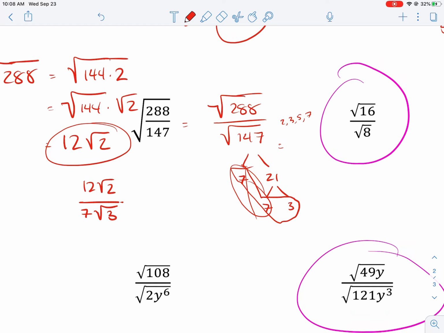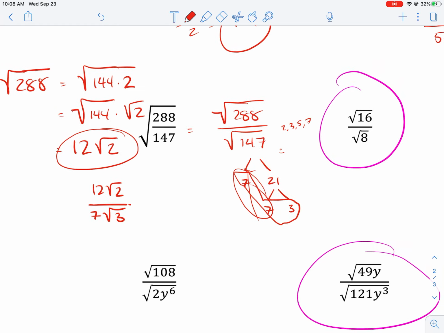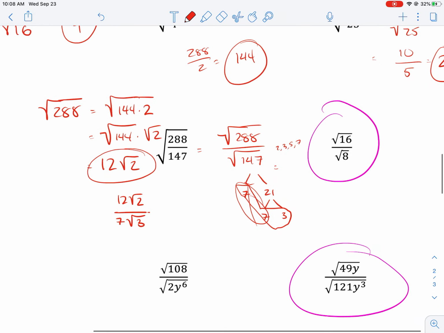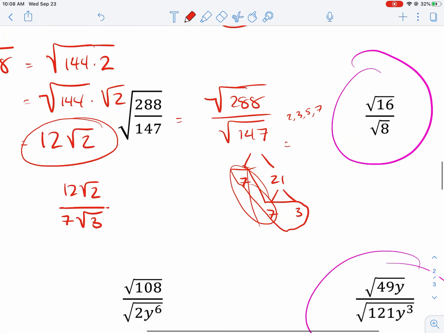Okay, but we're not done here yet, though, because one of our conditions was that we cannot have a radical expression in our denominator. So, in order to get rid of that, we have to multiply the top and the bottom by square root 3. You're probably thinking, why on earth would you do that? Well, let me show you.